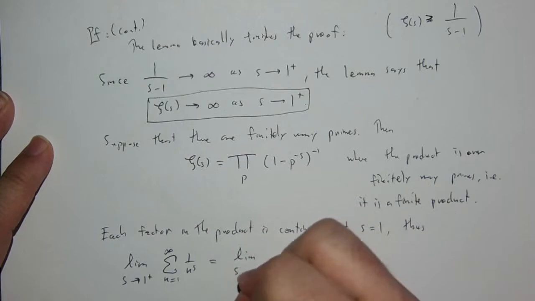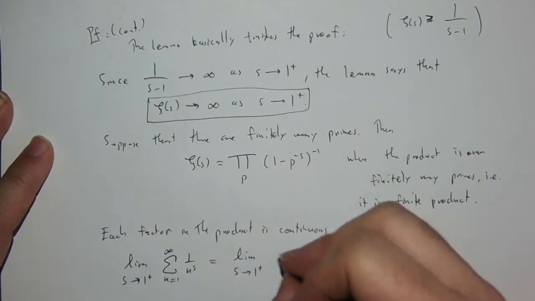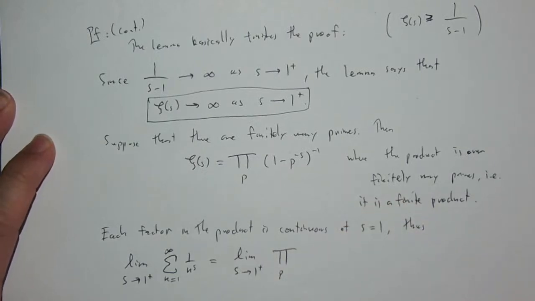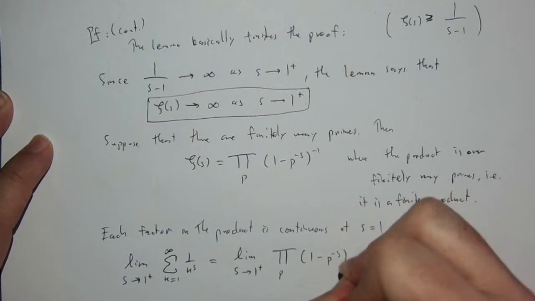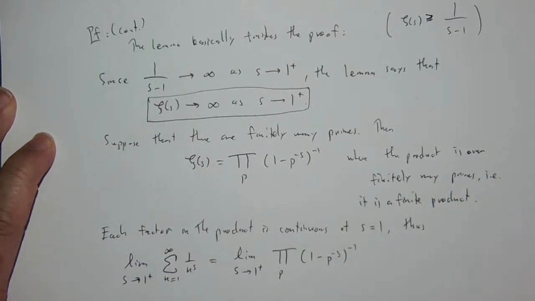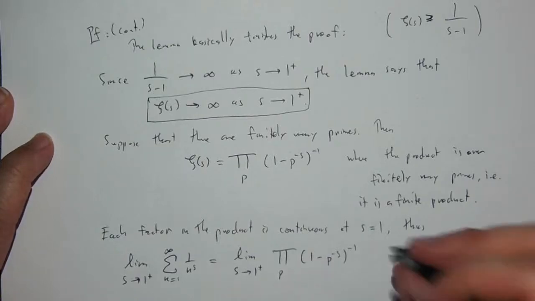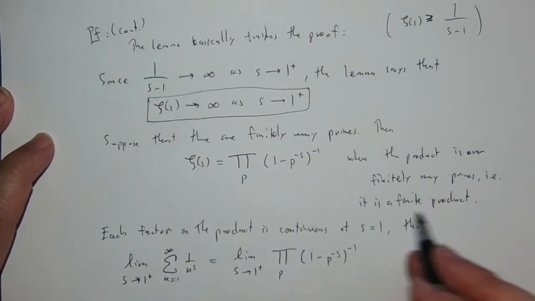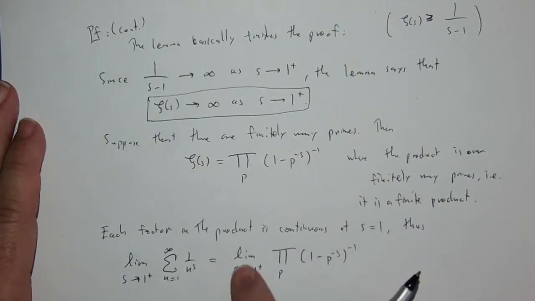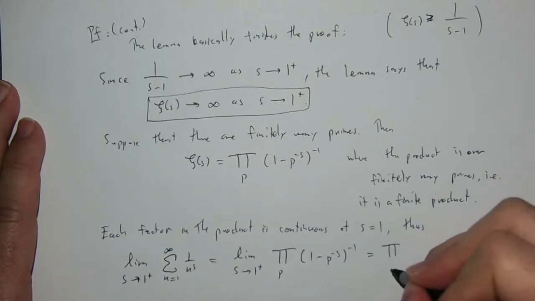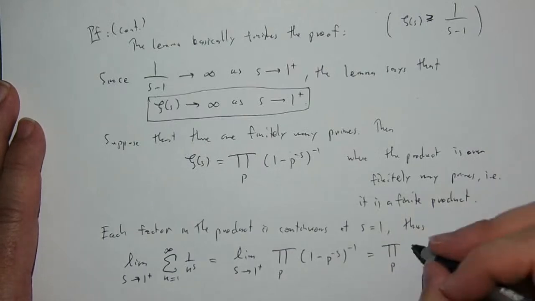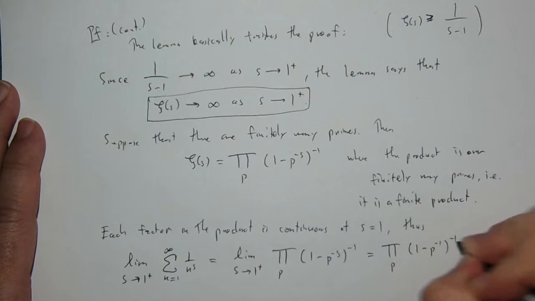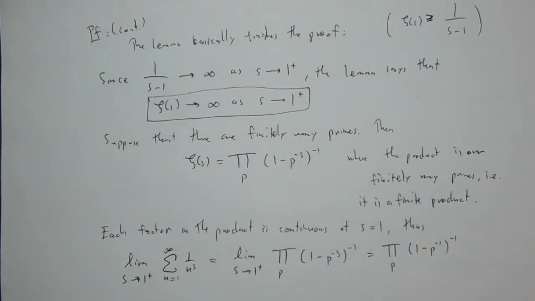This must be the limit as s approaches 1 from the right of the product over finitely many primes now of (1 minus p to the minus s) to the minus 1. But I can move this limit inside the product, and because this is continuous and this is a finite product, I don't have to worry about any problems involved with moving this inside here. This is actually just the product over some finite number of primes of (1 minus p to the minus 1) to the minus 1. That's a finite product. There's absolutely nothing infinite about this. This thing is finite.